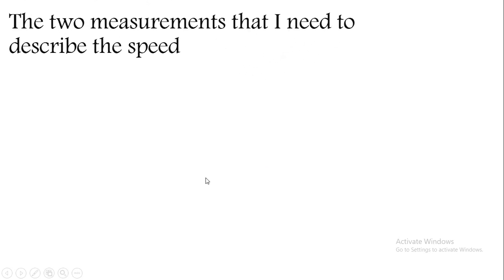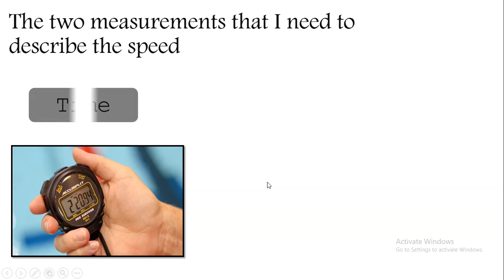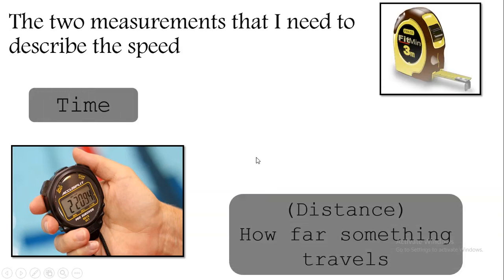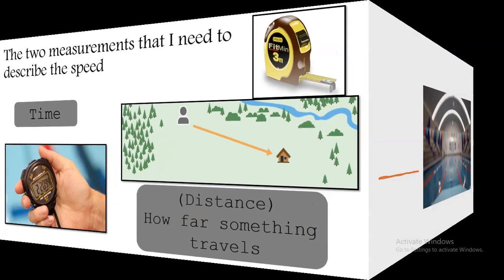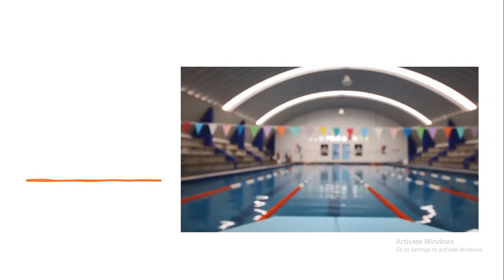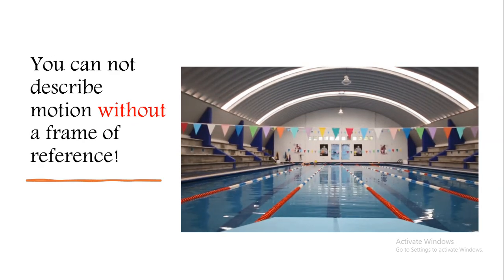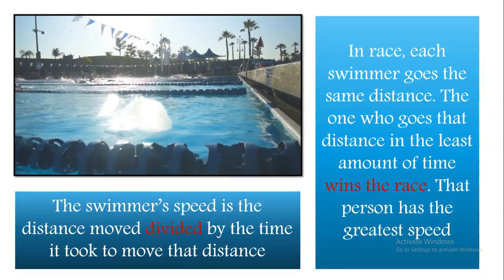The two measurements that I need to describe the speed: time and distance. Now, what is distance? It's how far something travels. And we can measure distance using a meter. We can measure time using a stopwatch. Now, if we have distance and time, we can easily calculate speed. Remember, you cannot describe motion without a frame of reference.